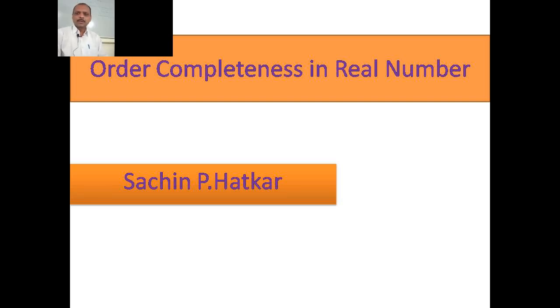In this video we will discuss the order completeness property of real numbers, and we show that the set of rational numbers does not satisfy the order completeness property of real numbers. Using this property we can distinguish between the real numbers and rational numbers. The statement of the order completeness property, I will show on screen.